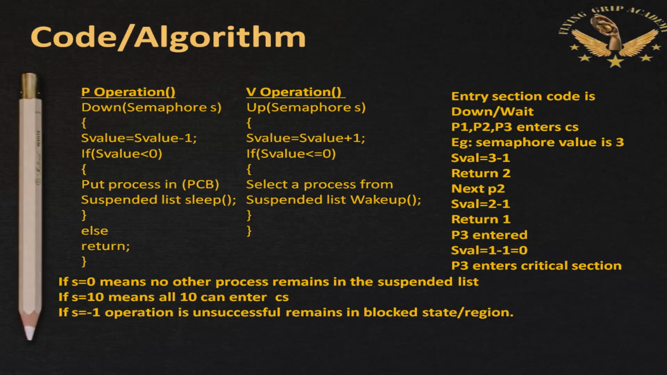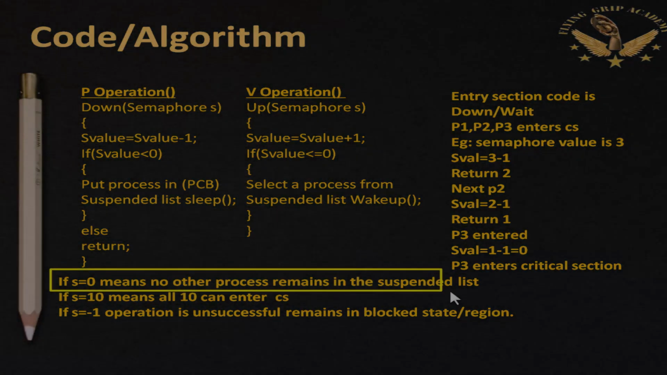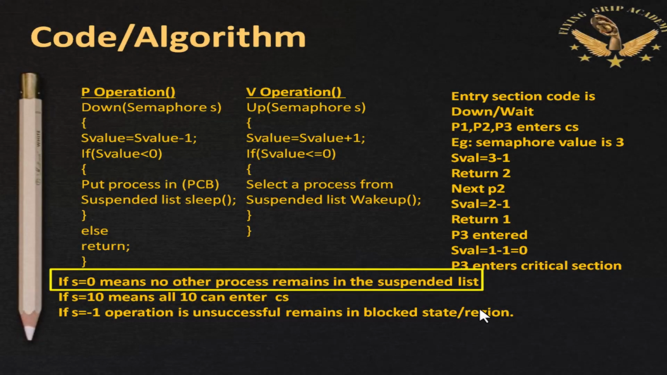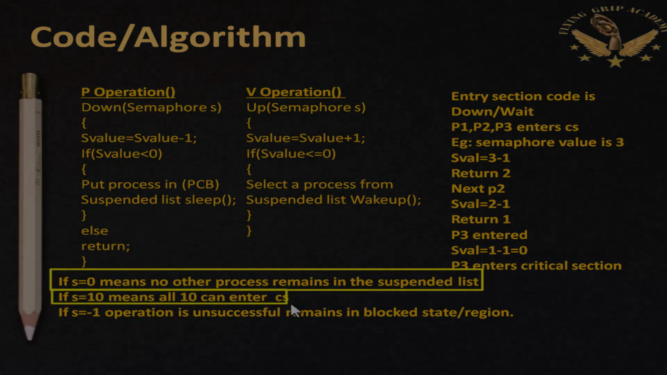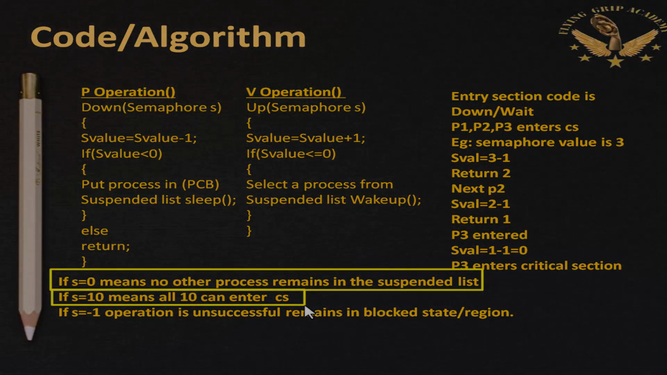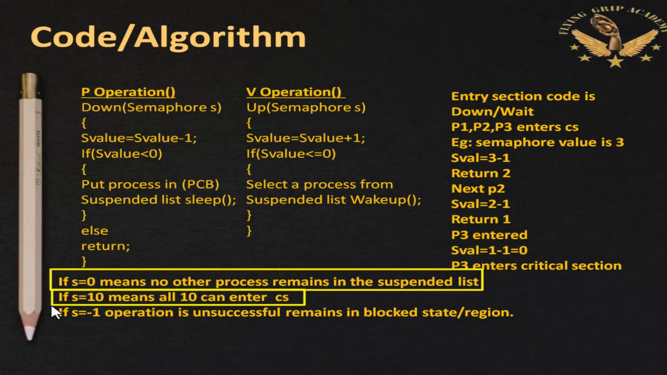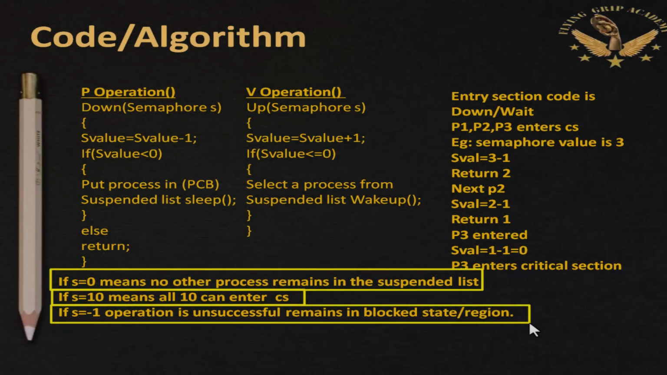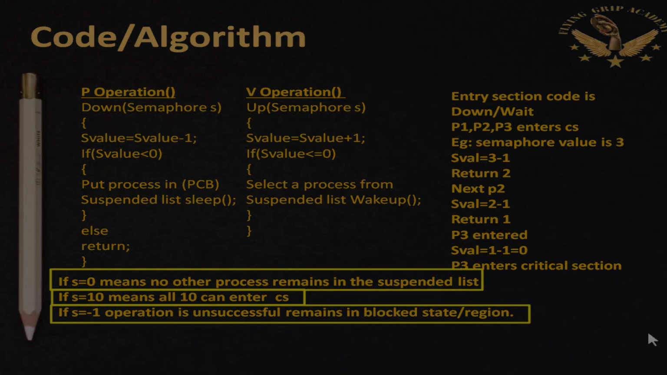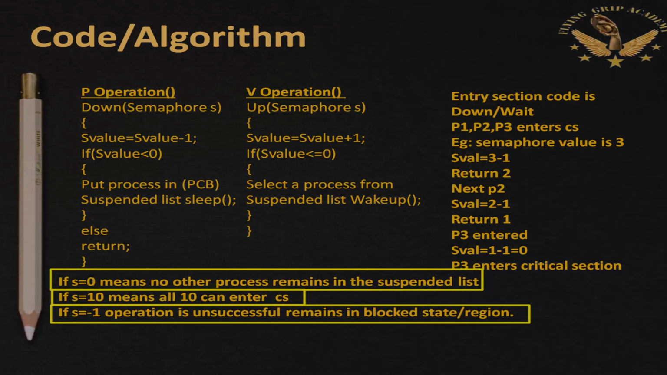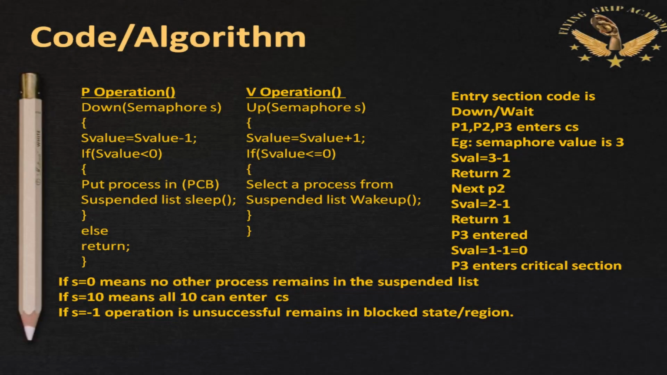Let us consider the scenario: if S equals 0, the process remains in the suspended list. If S equals 10, it means all 10 can enter into the critical section. If S equals -1, it means it is unsuccessful, and the process remains in the blocked state.